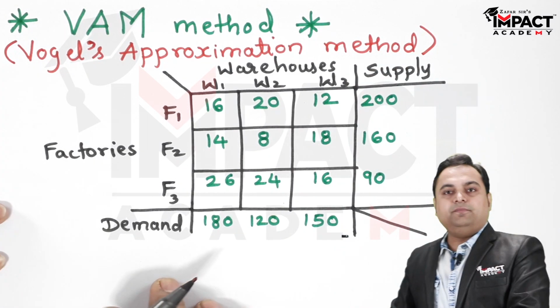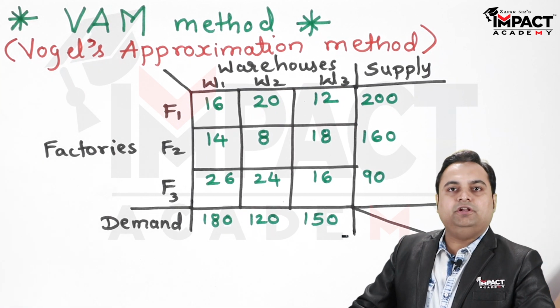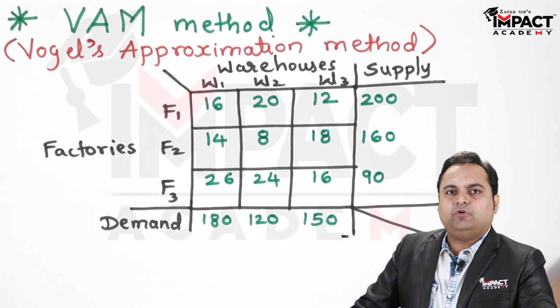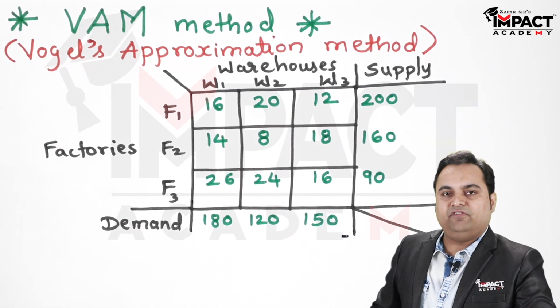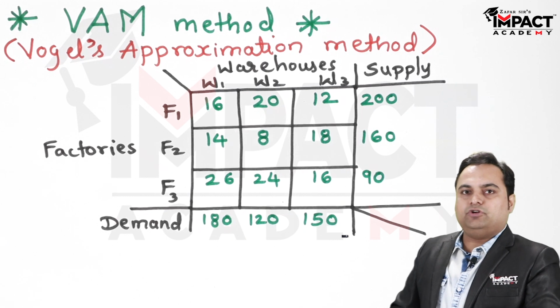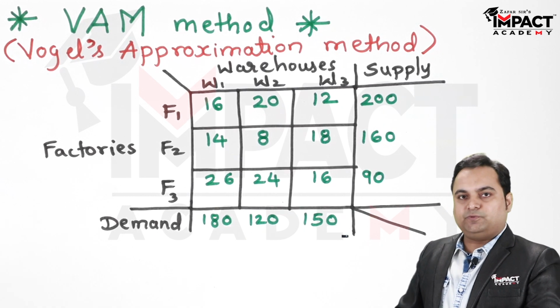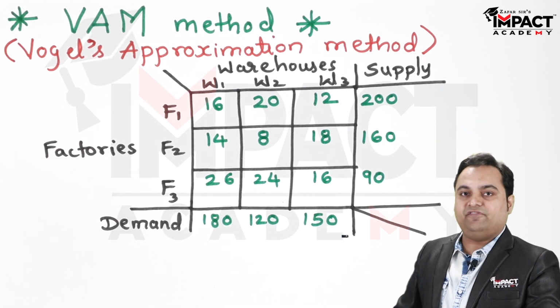Now Vogel's approximation method is that method of transportation in which we get the minimum cost, and at the same time we have a method by which we can verify the minimum cost as well. So out of all the transportation cost methods, in order to find the transportation cost, the VAM method will give us the minimum cost, and that too verified.